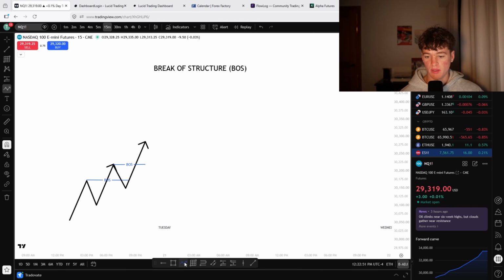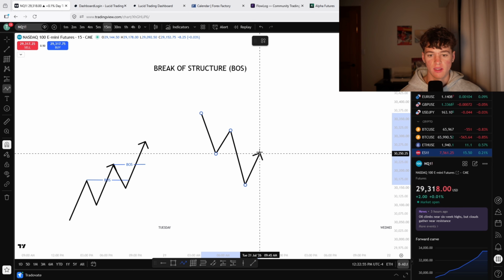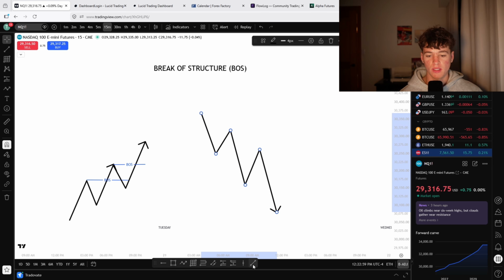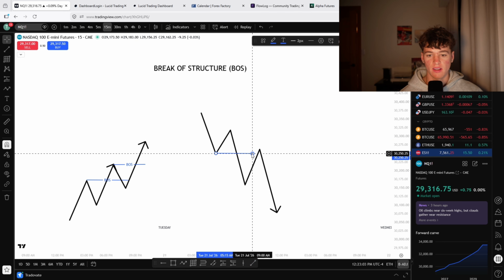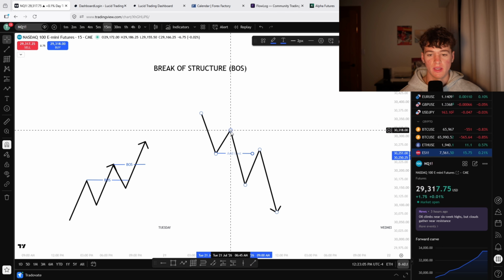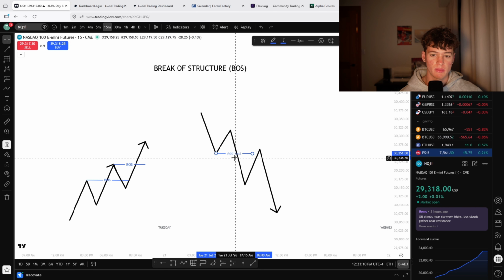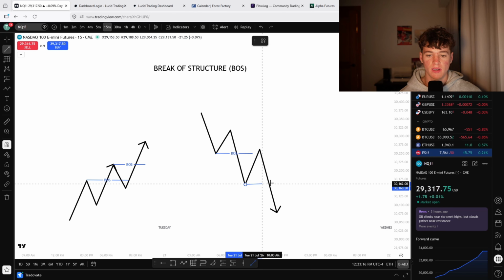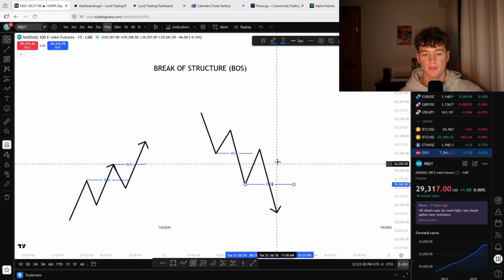So the same thing can be applied for bearish moves. So let's say we're in our downtrend, making lower highs and lower lows. And we have multiple break of structures here. You can see right there is a break of structure because we go below our previous swing point. So that's our swing point. We go below it. So this is a bearish break of structure. And then we've got another one right here. We go below that swing low. That's another bearish break of structure.